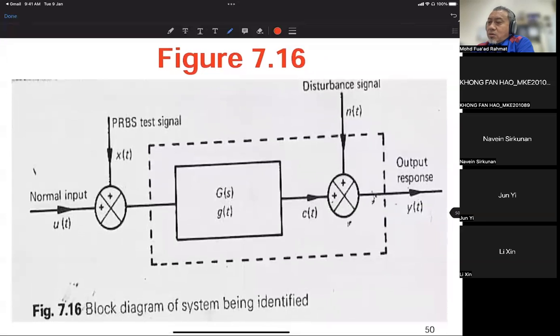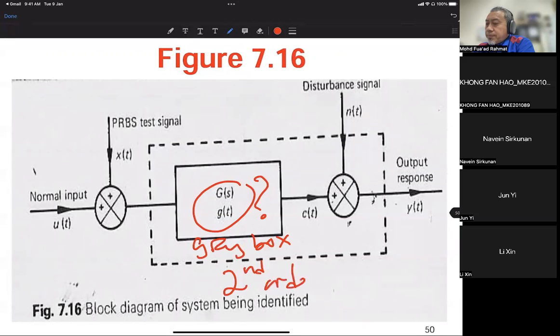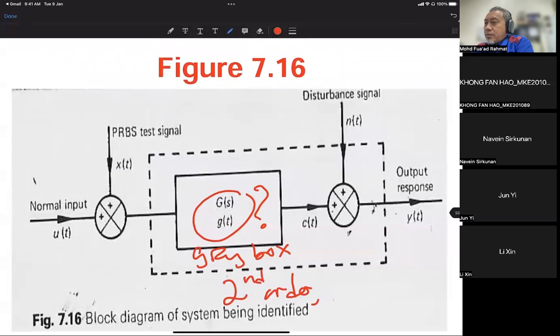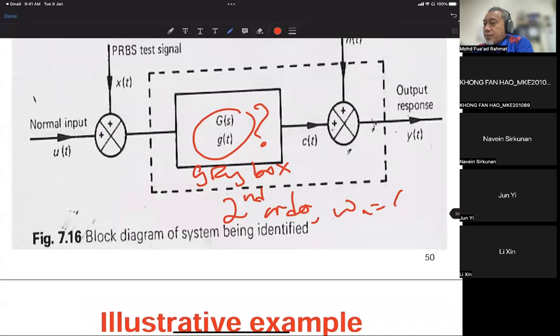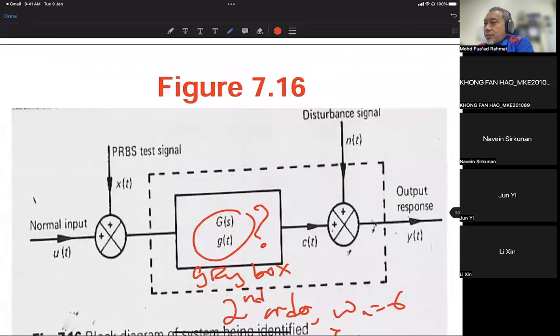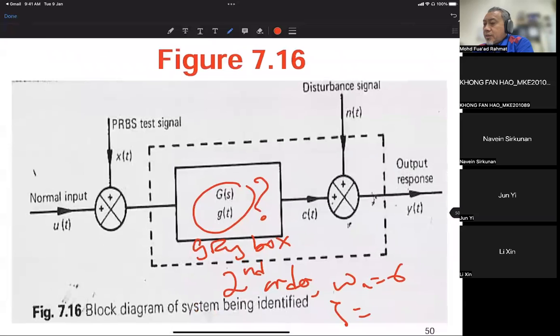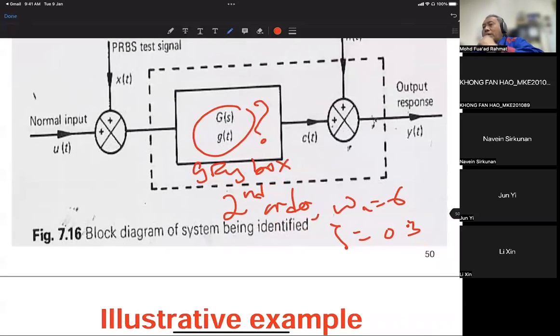So this is the way we conduct the experiment. This is the unknown system. I can consider it not a black box, but a gray box, because we already know the criteria, which is second order. Second order system, with omega n equal to 6 and zeta equal to 0.3. So most of the important parameters are known.